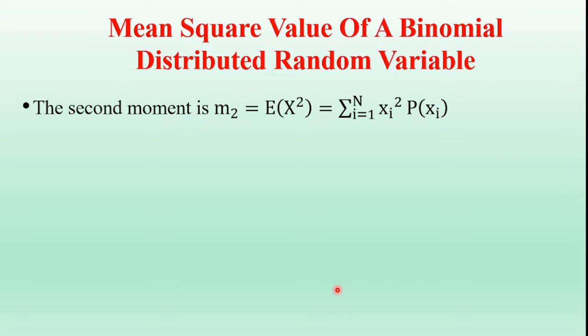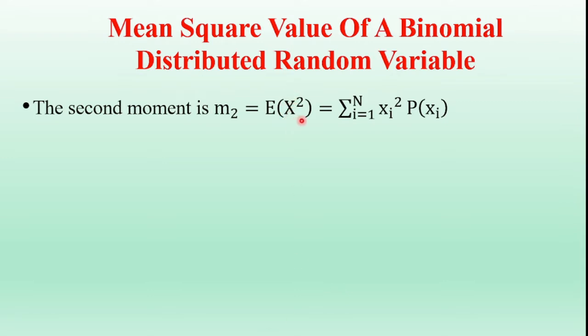In my previous video, we have discussed about the mean value of a random variable with binomial distribution. So now here in this video, we are going to discuss about the mean square value of a binomial distributed random variable. We know that the second moment of a random variable is given by expectation of x square.